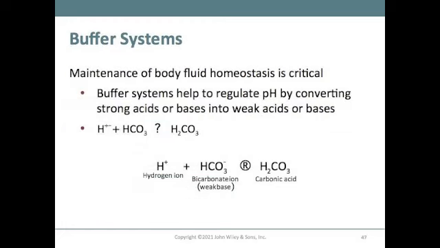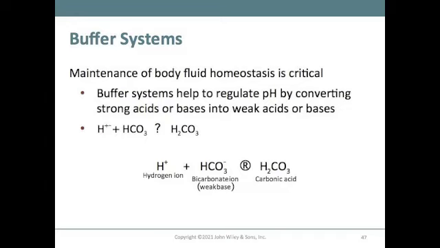And that brings us to buffer systems. Even though strong acids and bases are continually taken into and formed by the body, the pH of fluids inside and outside the cells remains almost constant. One important reason is the presence of buffer systems, which function to convert strong acids or strong bases into weak acids or weak bases. Strong acids, or bases for that matter, ionize easily and contribute many hydrogen ions or hydroxide ions to a solution. Therefore, they can change pH drastically, which can disrupt the body's metabolism.